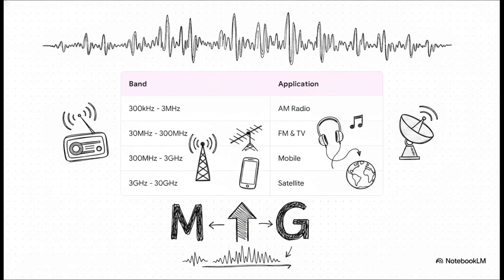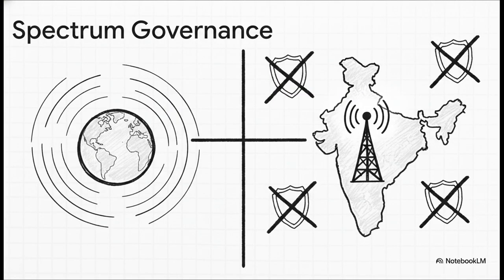The classic trip-up? Mixing up the starting point for mobile and satellite. Just use this trick. Mobile is mega, starting at 300 MHz. Satellite is giga, starting at 3 GHz. Lock that in. Finally, who actually governs all these frequencies? Globally, it is the ITU, the International Telecommunication Union. But if the exam asks for the regulatory body specifically in India, please do not fall for the distractors. Test makers will throw TRAI, BSNL, or ISRO at you to see if you bite. The correct answer for spectrum management in India is the WPC, the Wireless Planning and Coordination Wing, which sits right under the Department of Telecommunications.